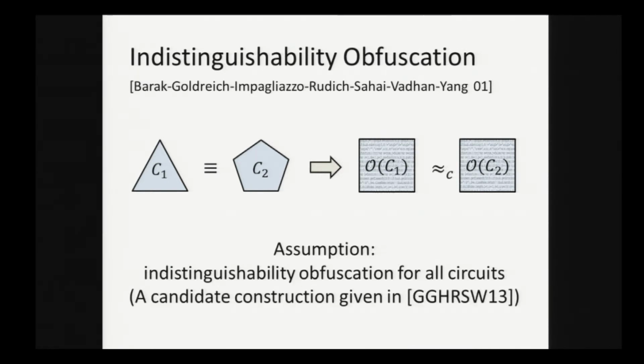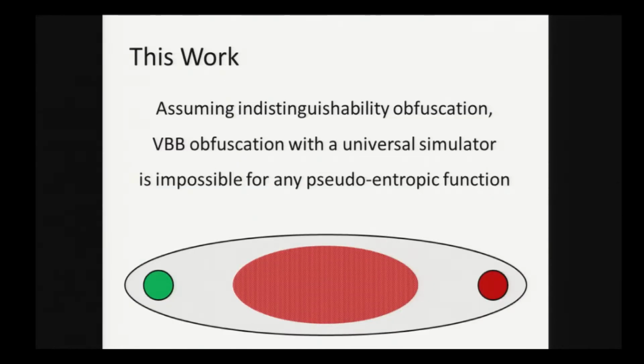So now our assumption is that indistinguishability obfuscation exists for all circuits. And it's important to note that for indistinguishability obfuscation, we don't have any impossibility results. And in fact, we conjecture that the construction of Garg et al. is a good candidate to satisfy this assumption. OK, so finally, our complete result is that assuming indistinguishability obfuscation, VBB obfuscation with a universal simulator is impossible for any pseudo-entropic function.